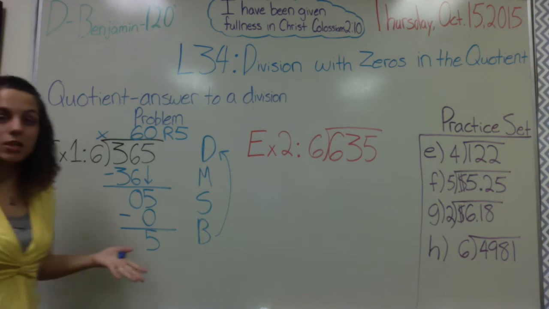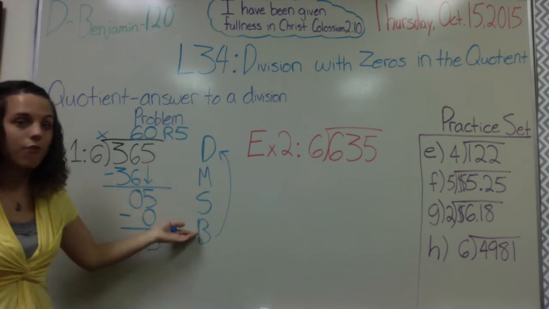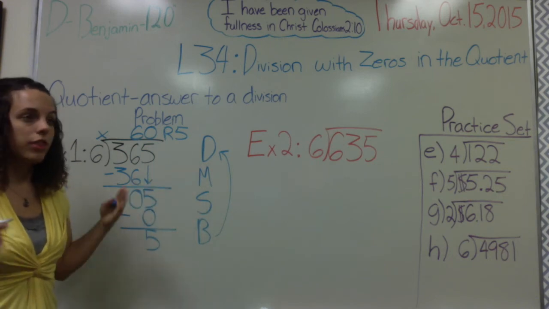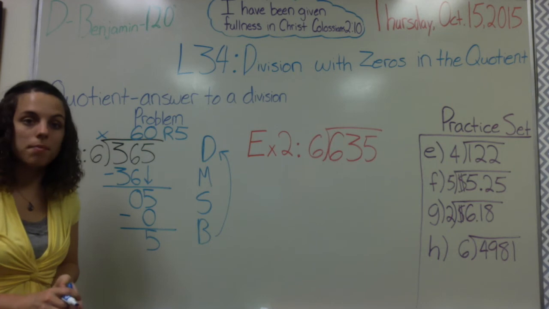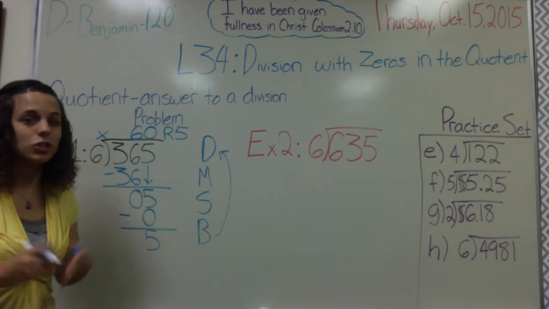Again, my steps are still all the same. Divide, multiply, subtract, bring down. After I bring down, I have to go back up again. I want you to think about these steps and be intentional about them. Don't try to create shortcuts unless you're very, very comfortable.